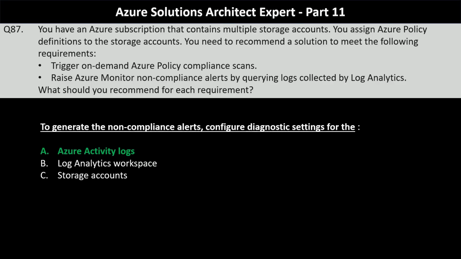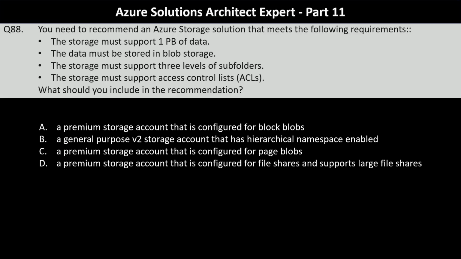Question number 88. You need to recommend an Azure storage solution that meets the following requirements. The storage must support 1 petabyte of data. The data must be stored in blob storage. The storage must support 3 levels of subfolders. The storage must support access control lists. What should you include in the recommendation? Your options are a premium storage account that is configured for block blobs, a general purpose V2 storage account that has hierarchical namespace enabled, a premium storage account that is configured for page blobs, a premium storage account that is configured for file shares and supports large file shares.